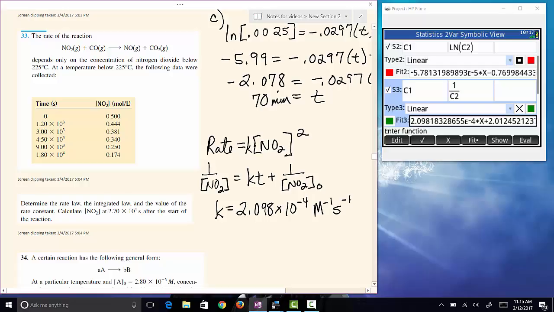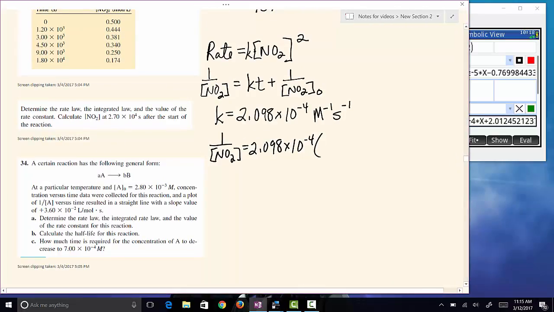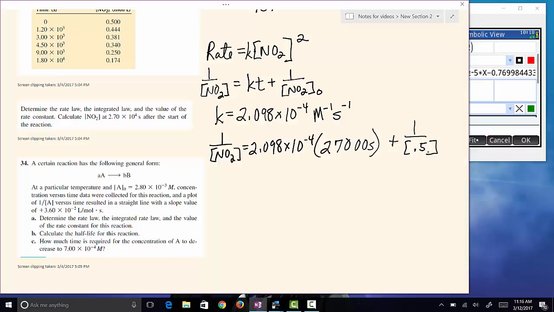And then it wants the NO2 at the given time there. So 1 over NO2 is going to equal 2.098 times 10 to the minus 4 times 27,000 seconds plus 1 over, and then looking at the data at time 0, it's 0.5 concentration. Okay, so we get 2.098 10 to the negative 4th times 27,000 seconds plus 1 divided by 0.5.